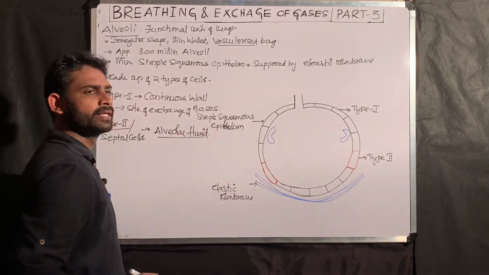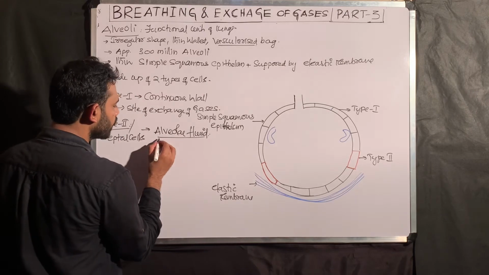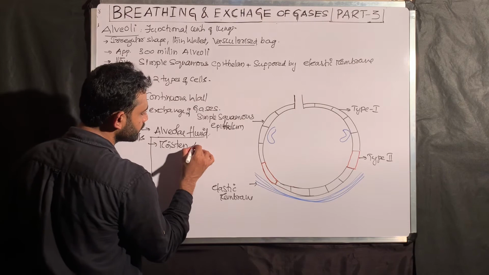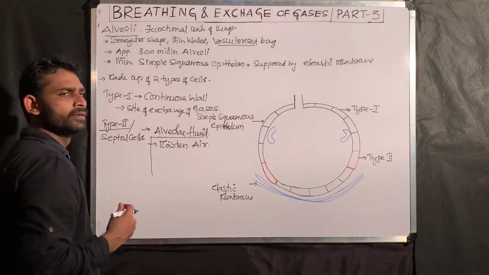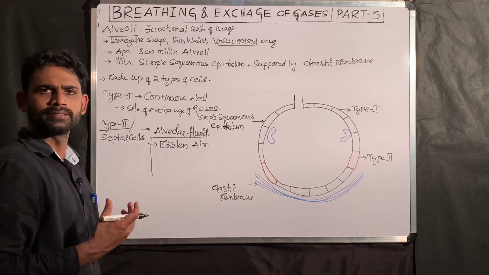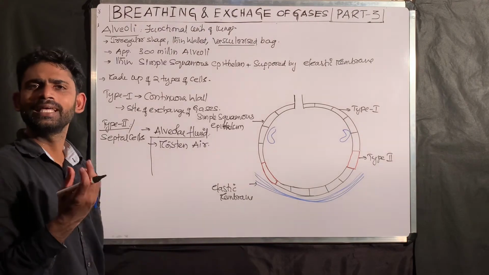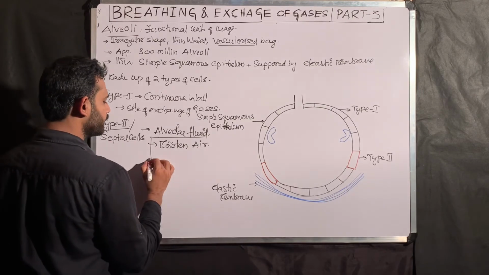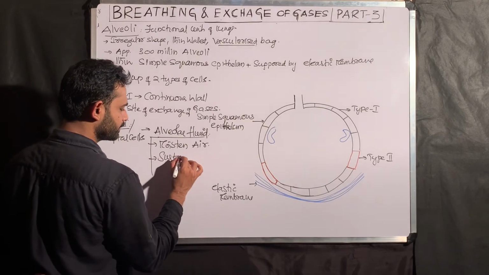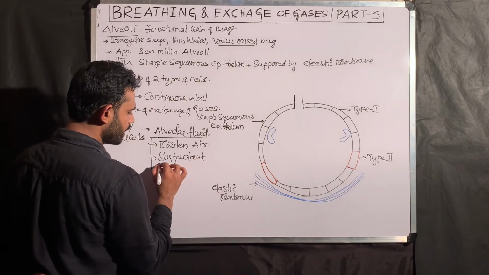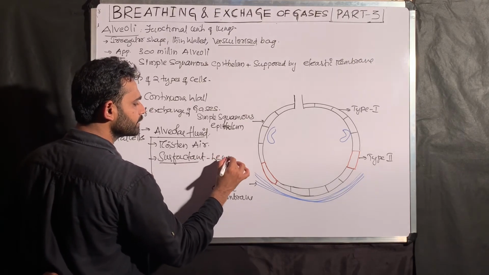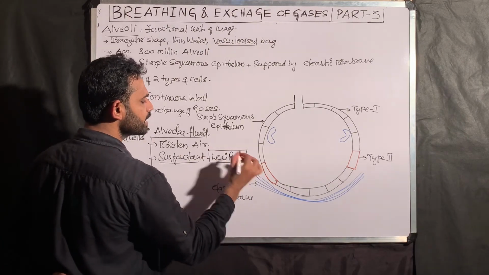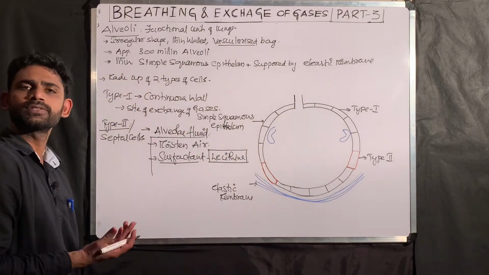One function of the alveolar fluid is that it is responsible for moistening the inhaling air. Already I said, moistened air has a greater rate of diffusion than dry air. One more important thing, this alveolar fluid contains surfactant. What is this surfactant chemically? That is lecithin, which is actually one type of phospholipid.